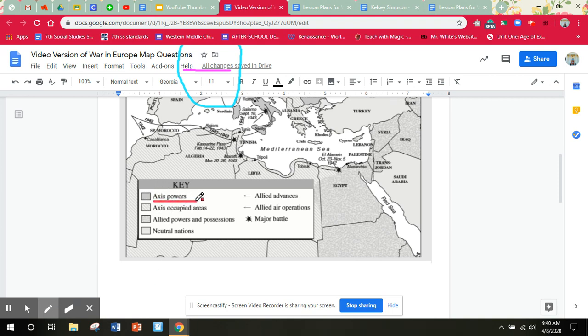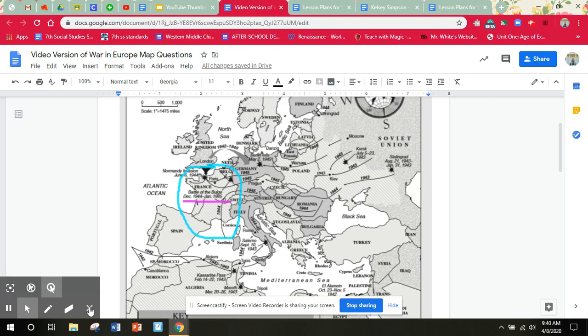All right, so Axis powers are that dark shaded gray. If we scroll up and look for ones that are dark shaded gray, let's look at the most obvious. We know that Germany is an Axis power. So now we know what color on our map we're referencing to determine who's an Axis power. If you look on the map, you've got Germany, Austria, Hungary, Romania, Bulgaria, Italy, Finland. You've got all these countries in Central Europe who we are considering to be Axis powers.